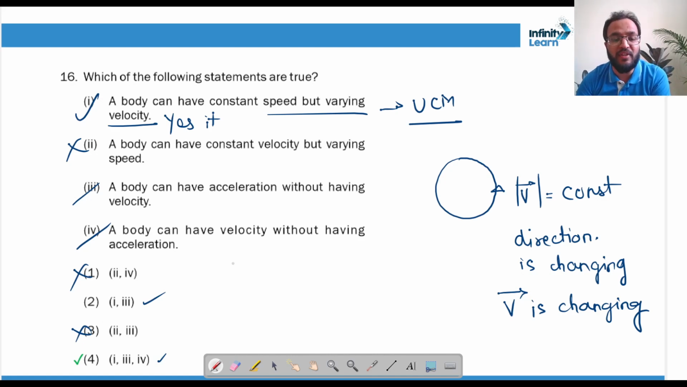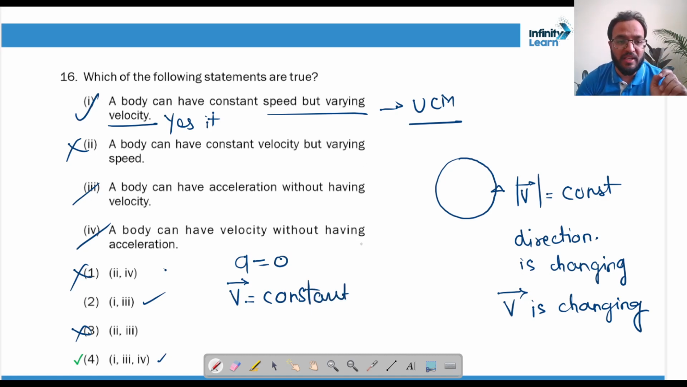A body can have velocity without having acceleration. Yes, obviously, if acceleration is zero, velocity is constant and it can have velocity, no problem. That means first is right and fourth is right. First and fourth, which combination contains it? Fourth option. So that is how you can go with the fourth option. I hope you understood my point and there is no further doubt in that. Okay. Clear. Now let's move on to the next question.